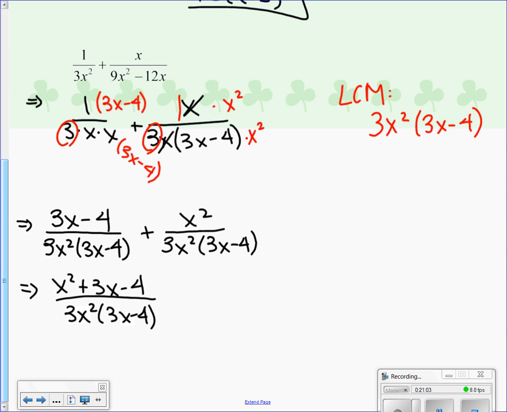Now let's look at the numerator. Can anything be done there? It can be factored. So should I do that? Yes, because in its factored form, that's as simple as you can get. So we're looking for factors of -4 that are going to add to be 3, 4 and -1.